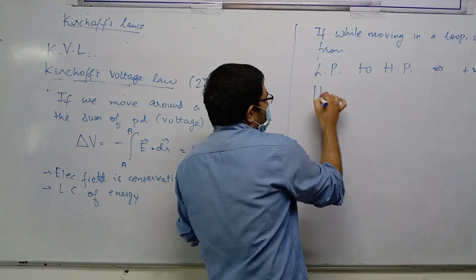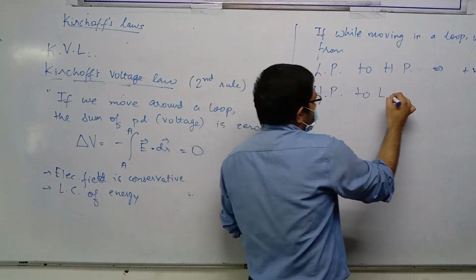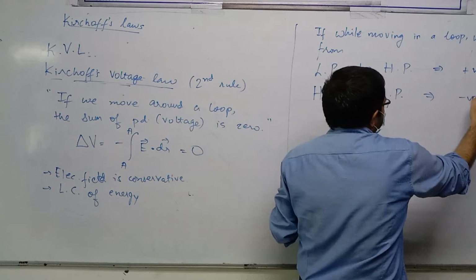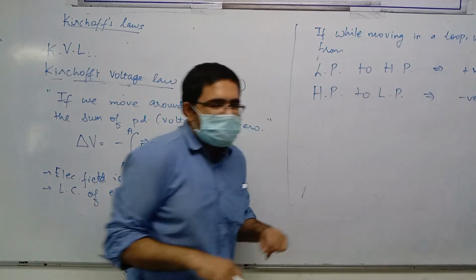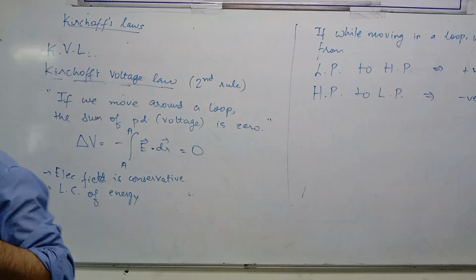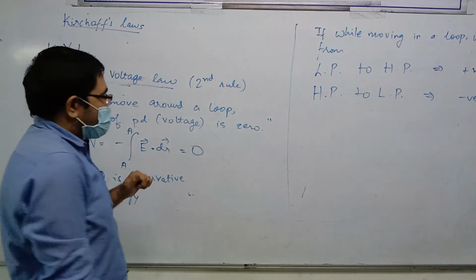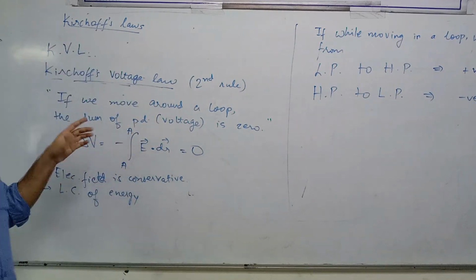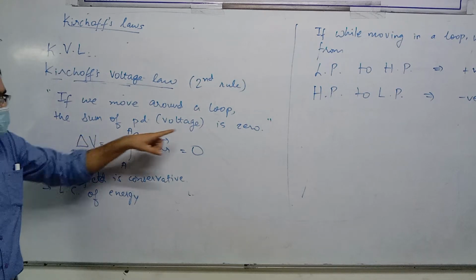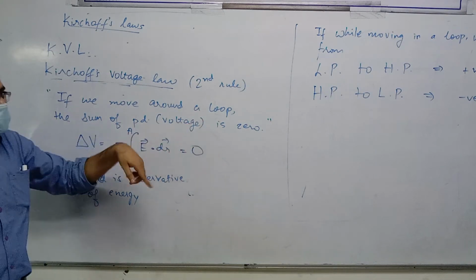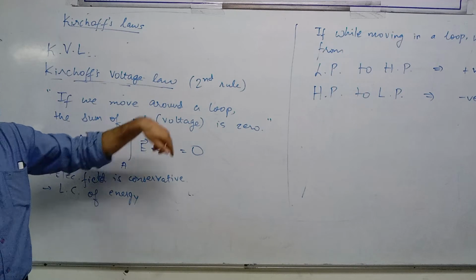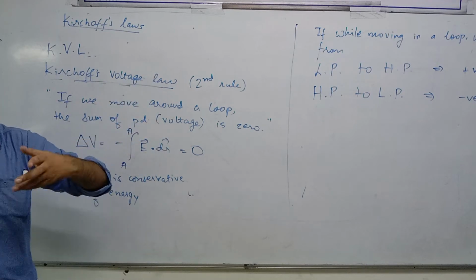Okay. And if you go from higher potential to lower potential, then negative. Are you guys absolutely sure? Okay. So what this is telling you is that if you go around the loop and come back to the same point, loop obviously means coming back to the same point, right?